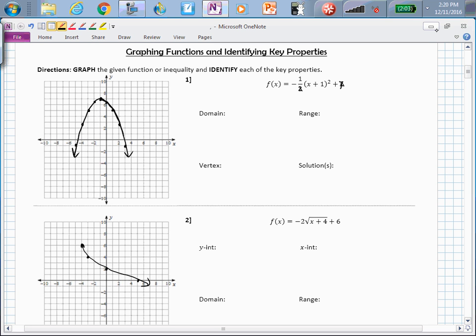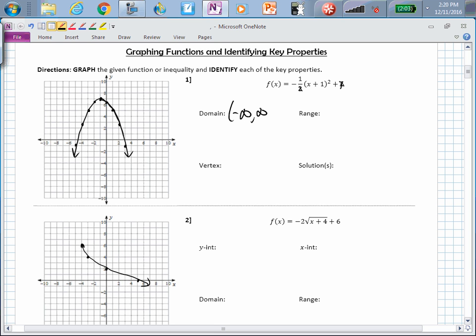Alright, so let's just go over some quick things with graphing and identifying key properties. So quadratic, we've got move to the left 1, up 7, so over 1, up 7, and then we have a reflection, and then everything gets compressed by a half, so it's just drawn over here. The main thing is trying to find the key properties.